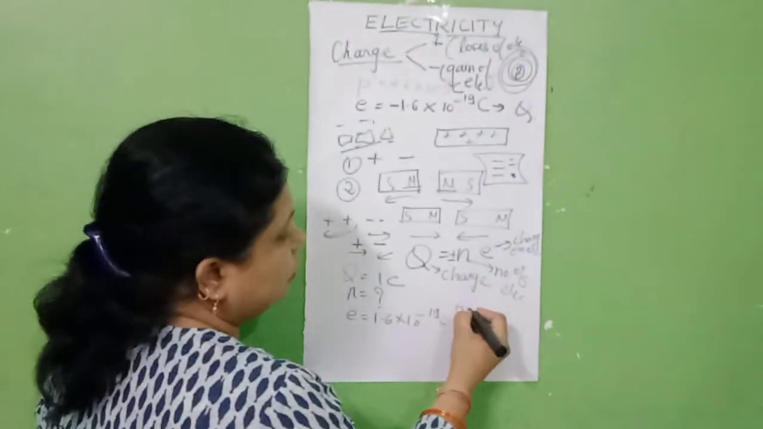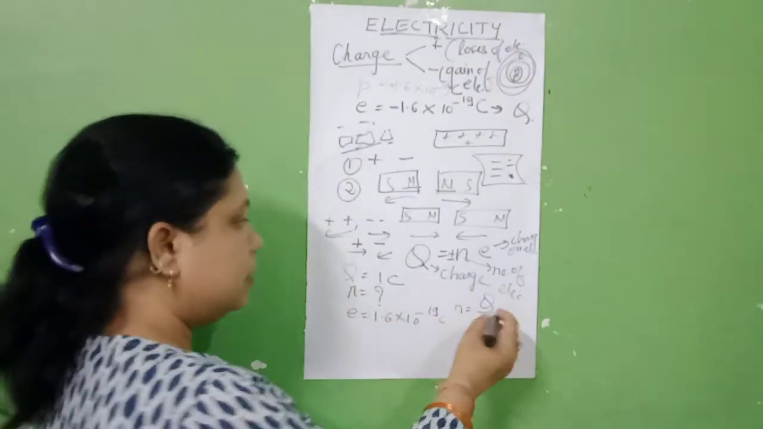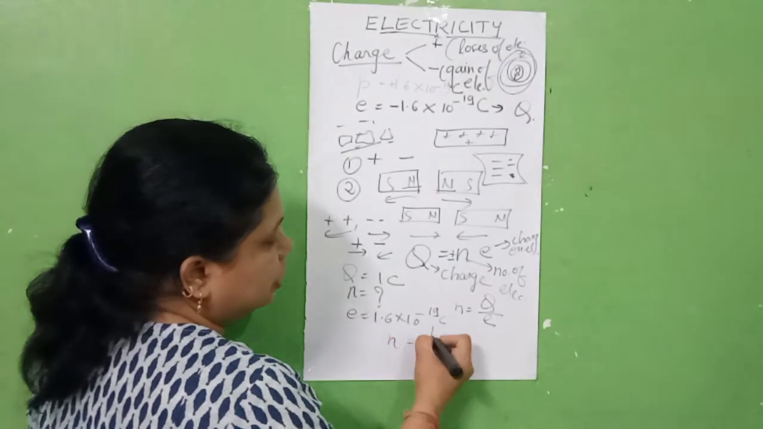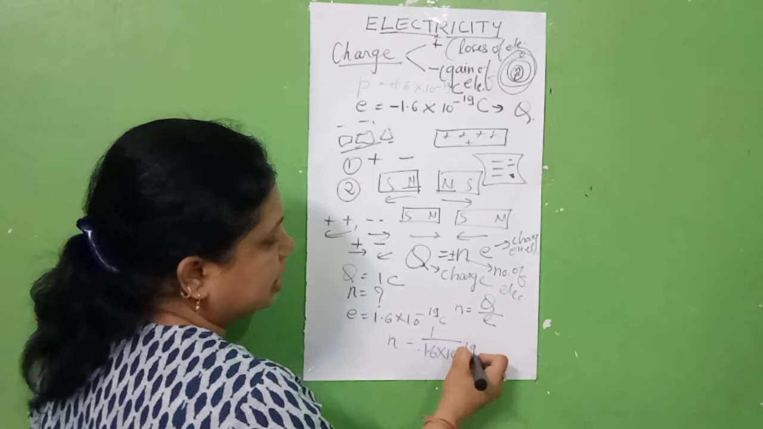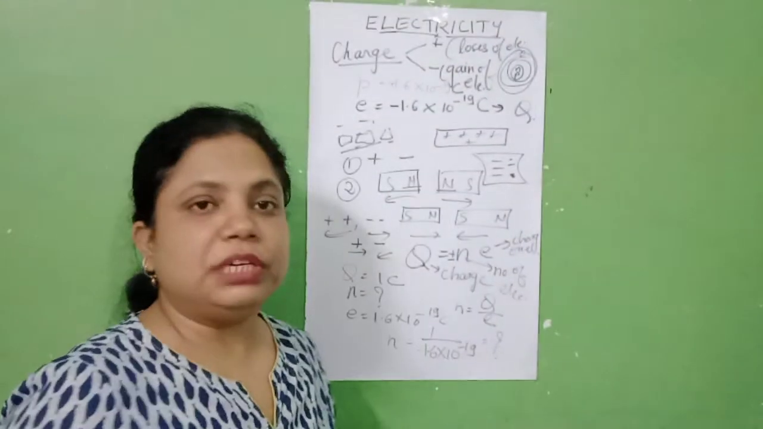Right, students? Putting the values in the formula, we have to find N. So N is equal to, students, Q by E. Now by putting the values, N is equal to 1 upon minus 1.6 into 10 to the power minus 19. What does it give? You calculate it and give me the answer.